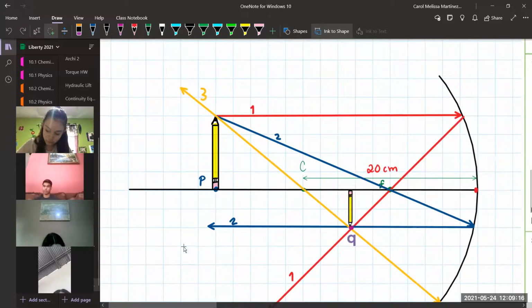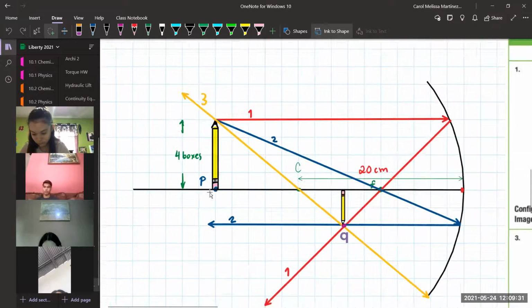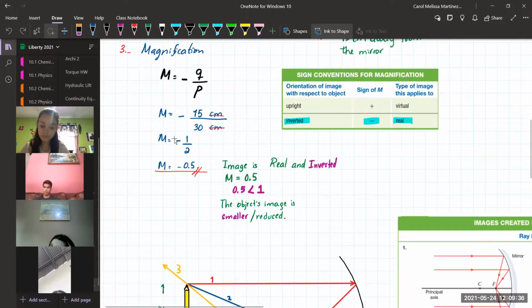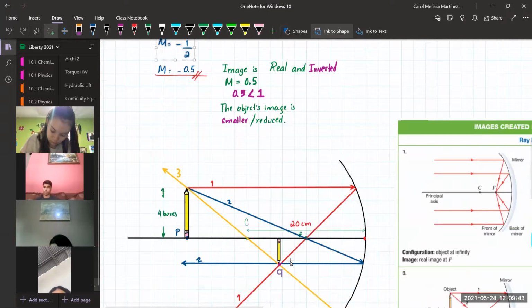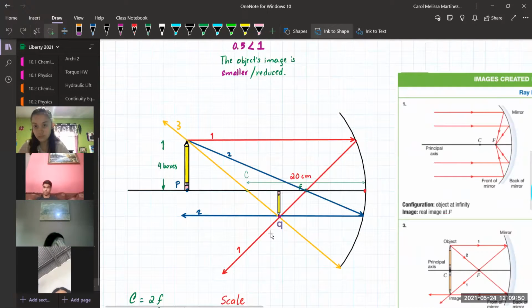Now, how do I know if it is reduced? Take a look at the size of the original pencil, the real pencil. Okay, this one measures 4 boxes. Okay, in the image, it measures only 2 boxes. So, with this, we can confirm the magnification. The image is half the real object. And this happens to be exactly like we said at the beginning. This one measures only 2 boxes, exactly half of the original object.